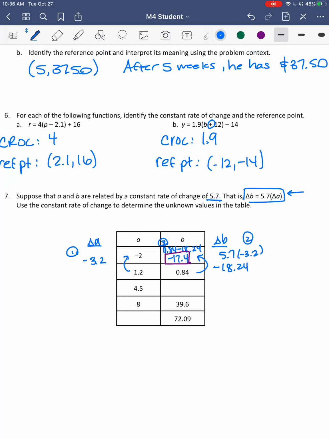All right, we can do the same idea to get this next one. So step 4, let's say, is to do 4.5 minus 1.2, and I'm going to get a positive 3.3 because my input is increasing. And then same idea, I'm going to take my crock times now my change in input. I'm going to get a positive 18.81. So this is step 5. I'm going to add the 18.81 to the 0.84. That was my reference output. And I'm going to get 19.65. So this is my answer here.